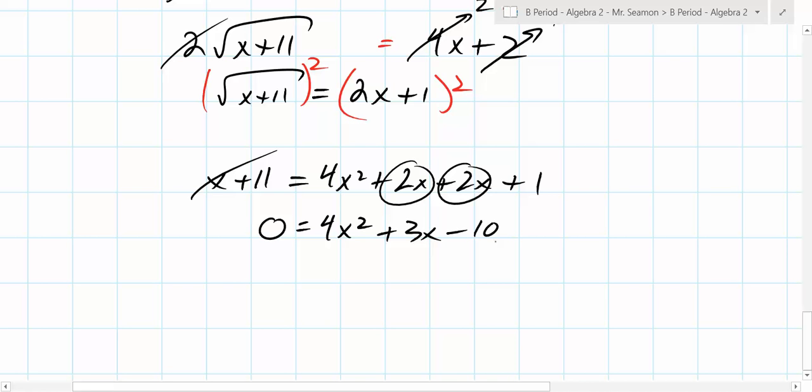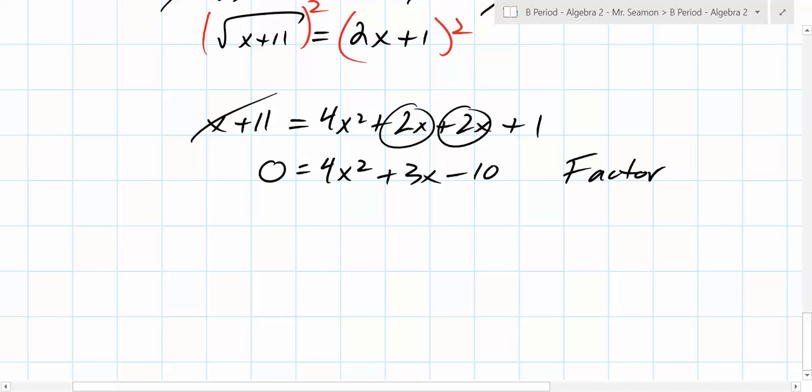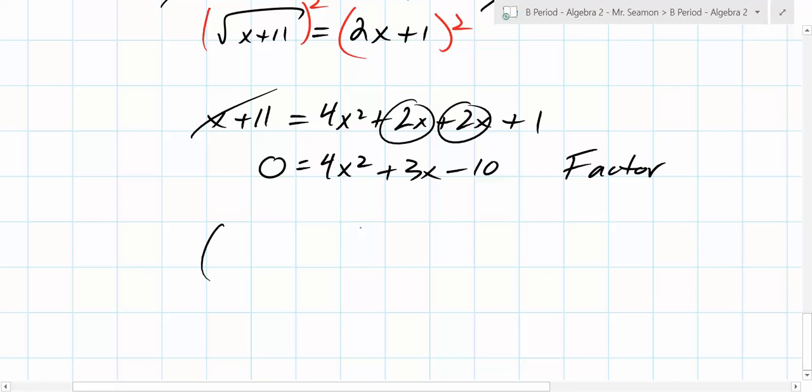Now at this point, unfortunately, the leading coefficient is not 1. What is the leading coefficient right now? 4. We're not super happy about that, especially since 4 could be 4 and 1 or 2 and 2. But it could be worse, right? So what do you have to try to do at this point? Factor, right? So do that right now. See if you can factor this for me. Don't say it out loud. Just see if you can factor it for me by yourself.